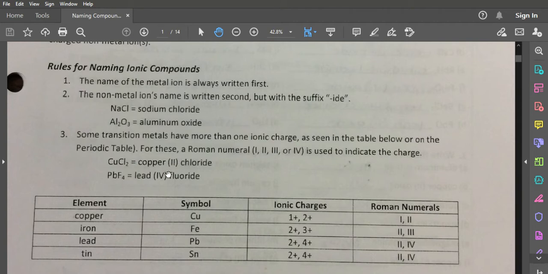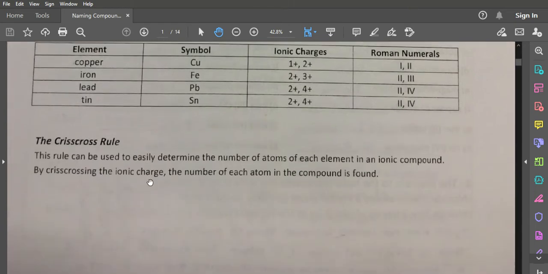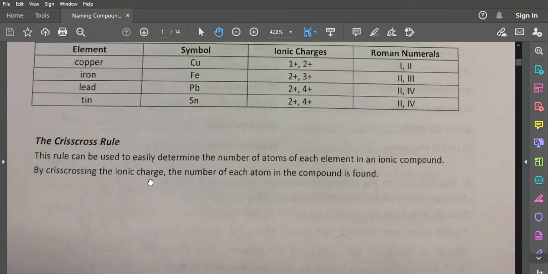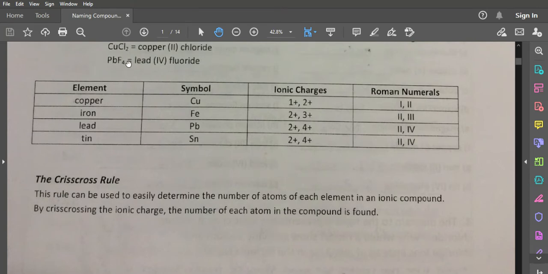So sometimes I'm a little iffy on these numbers, but typically it's going to be exactly the number that's right here. So anyways, the crisscross rule. The crisscross rule is how we determine which little numbers we put here. We know how to name: we could look up the periodic table and see that Cu is copper, and that chlorine is Cl and change that ending to "ide." But it's hard to figure out what little numbers we're going to put here. That's where the crisscross rule comes in.